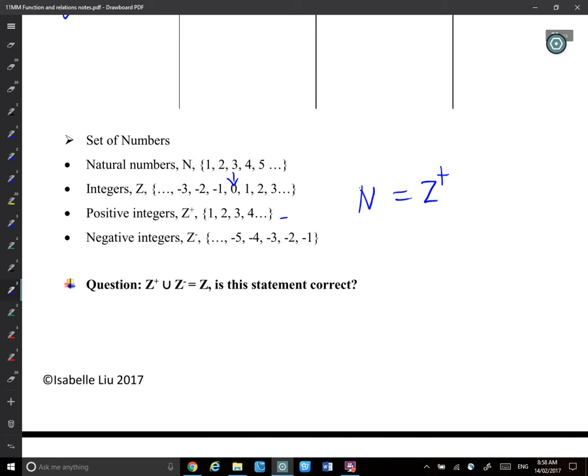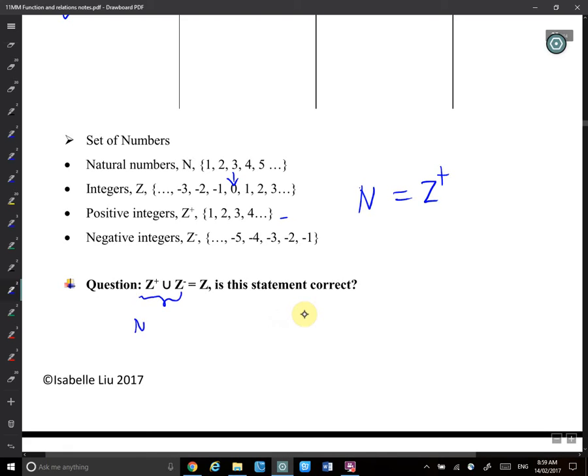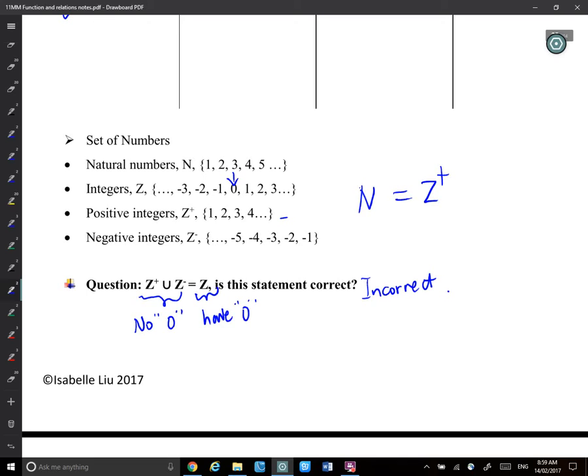There's a small question here. Is Z plus union Z minus the entire Z set? Is it that Z plus union Z minus will give you the whole Z? Is that statement correct? Yes? No? I see no, I see yes. No, why no? It doesn't include 0 on the left hand side, but we have 0 in the set. We're missing one number on the left hand side, so this is a wrong statement, incorrect. Z plus union Z minus is not including 0, but Z includes 0.